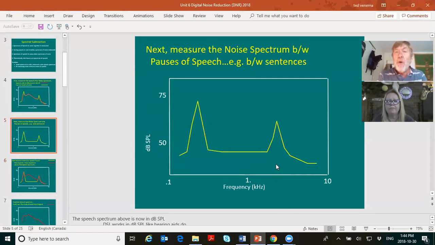So if the noise is narrow band in nature, sure. I mean, if the noise is only some little narrow band, great. Then I can take the speech plus noise spectrum, subtract the spectrum of the background noise between pauses of the sentence, and you're left with A plus B minus B. You're left with A. Sounds perfect. Well, in a perfect world, that would happen.